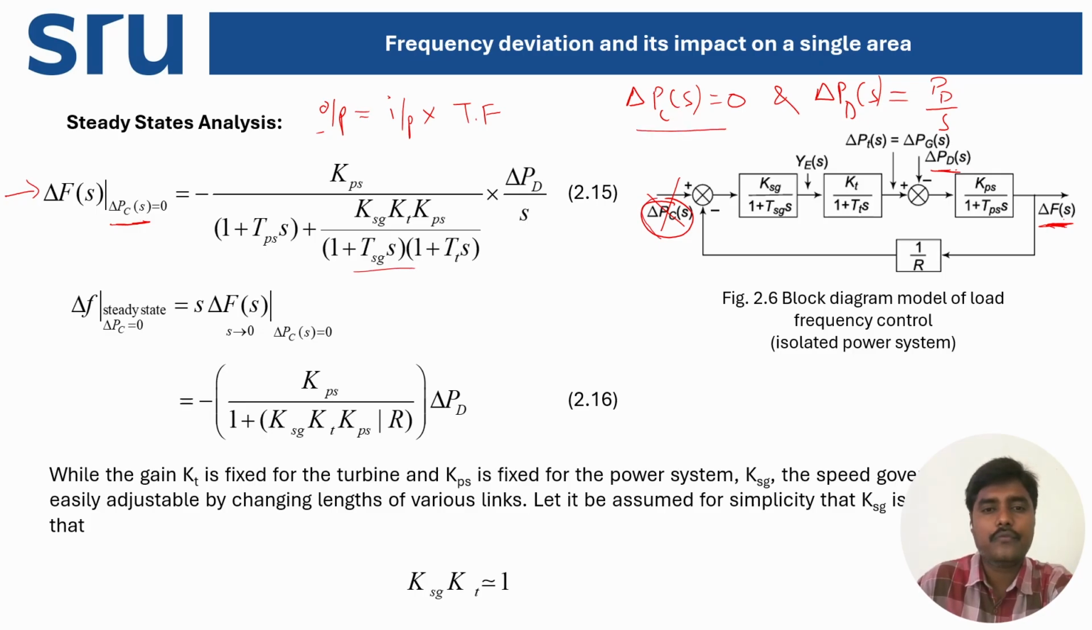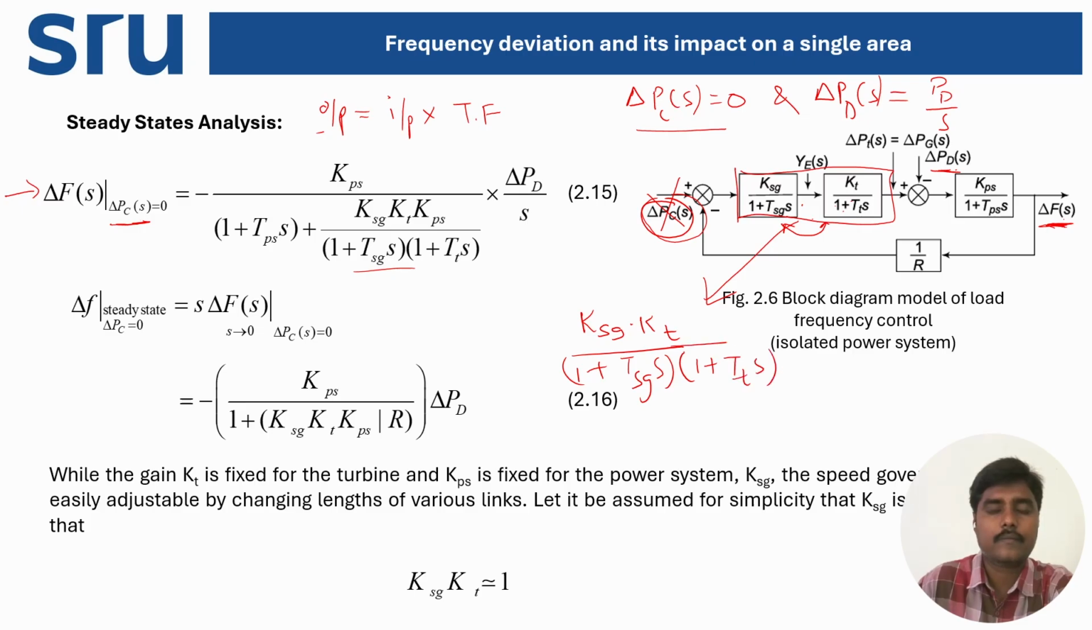So once there is no input from this point, delta PC of s is absent, now these two blocks are in cascade connection. So as per the block diagram reduction rules, what we study in control system course, you can combine these two just by multiplying these two transfer functions. So that means these two blocks can be represented by using a single block whose transfer function is nothing but KSG into KT by (1 plus TSG into S) multiplied with (1 plus TT into S).